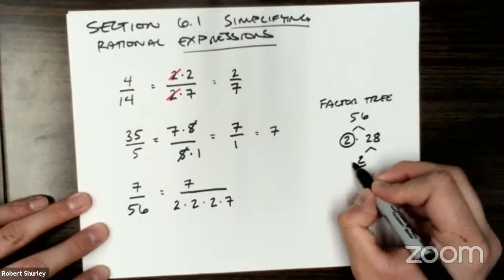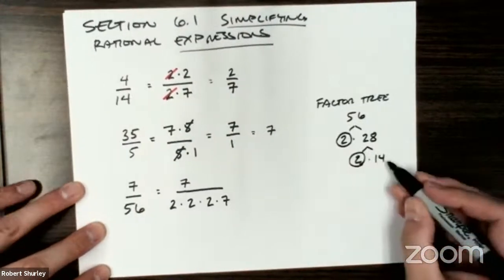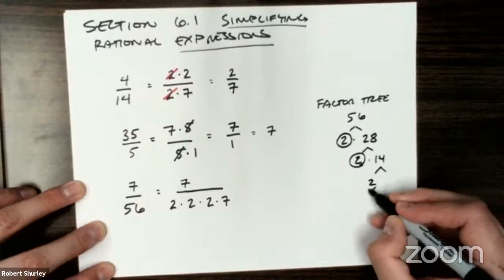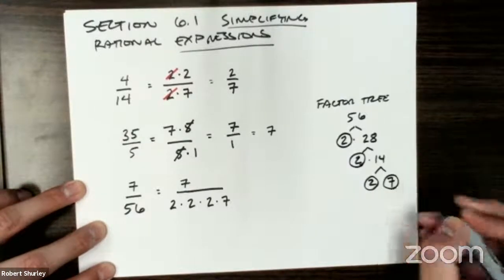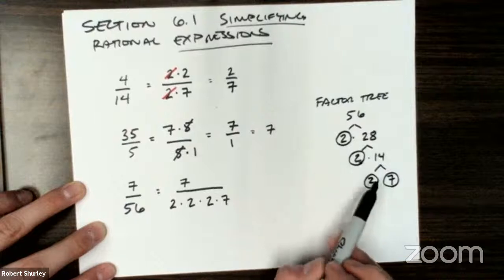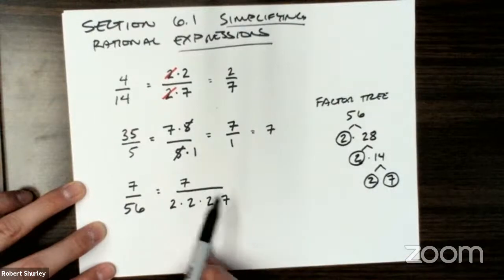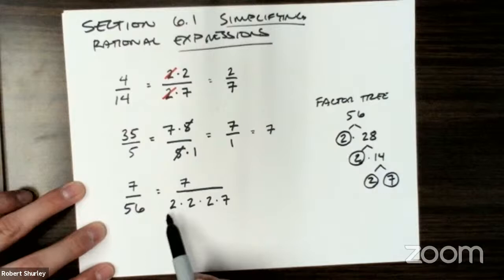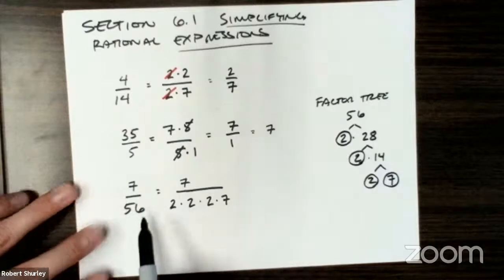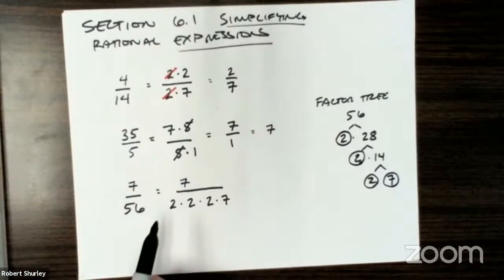28 is divisible by 2 as well. That's 14. And then 14 is divisible by 2 as well. That's 7. Okay? And notice you get 2 times 2 times 2 times 7. So we wind up with the factors of 56, the prime factors of 56, I should say.